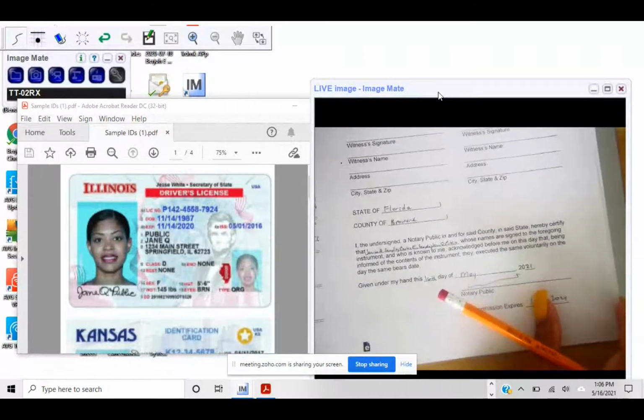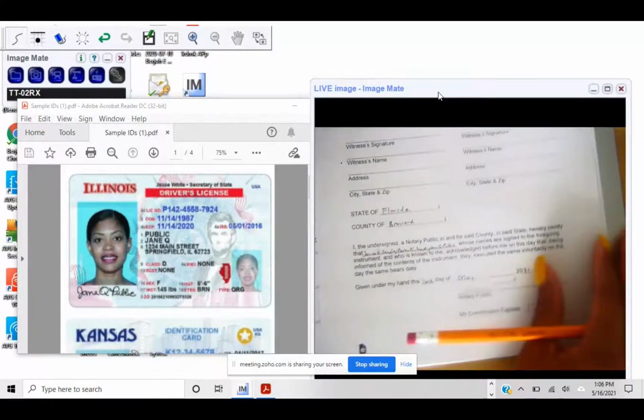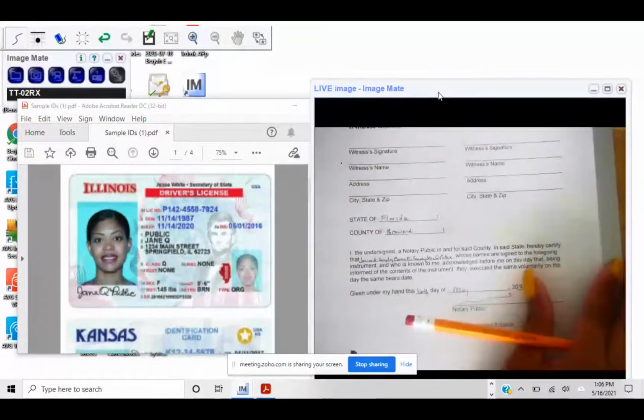Can I ask a question? Yes. I've never done a quit claim deed before. So if there's a quit claim deed in Michigan, would the notary certificate wording down here be compliant with Michigan? Yes, it does need to be.